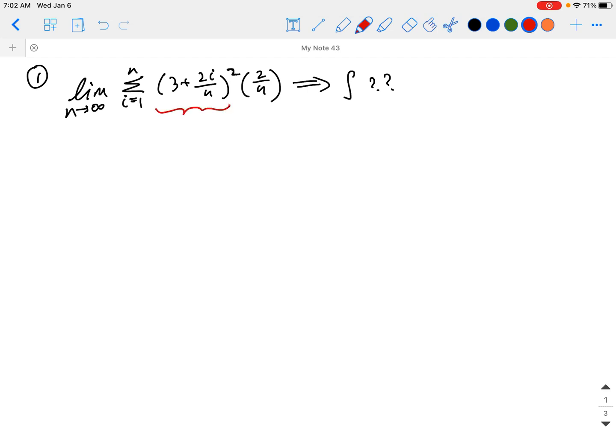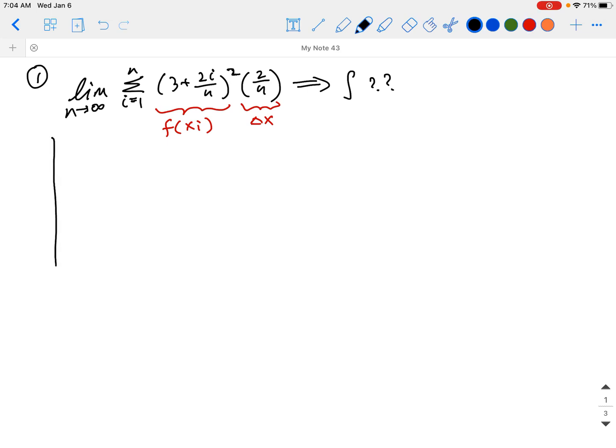This one is written not in a deceptive form. I'll show you what some deceptive forms might look like. This is our f of x sub i here, this (3 plus 2i over n) squared. And then our delta x is given here as 2 over n. If we look, we'll note there's a delta x inside of our function. That's exactly true, because remember, delta x is the width of each subinterval. To get from one subinterval to the next, we can just continually add delta x.